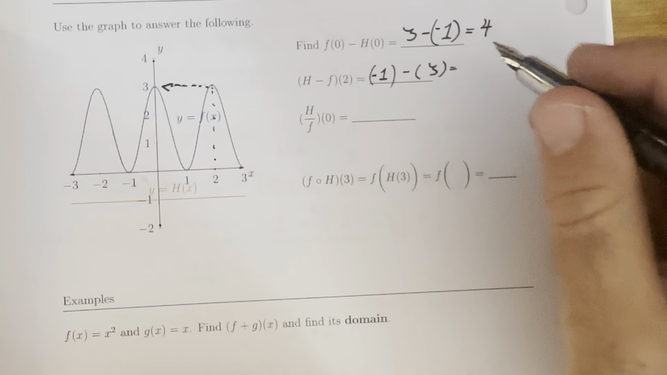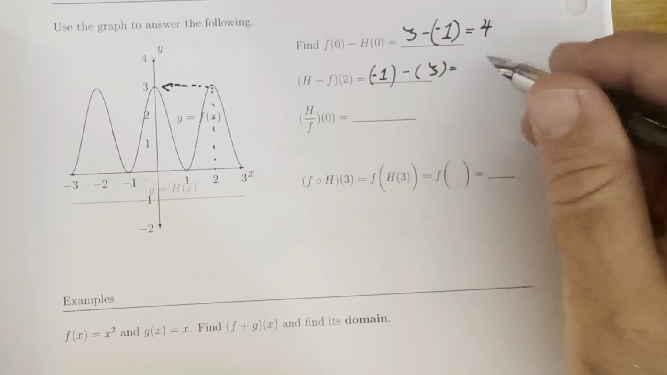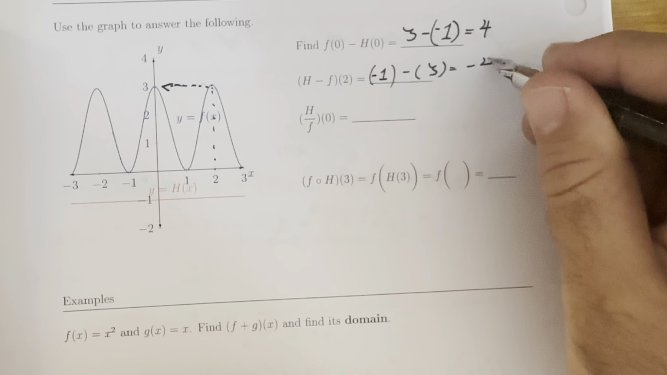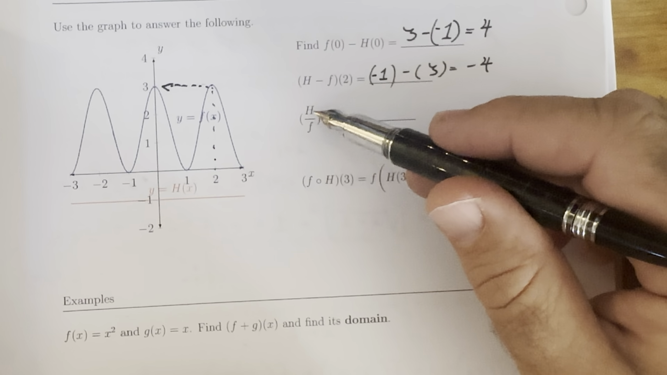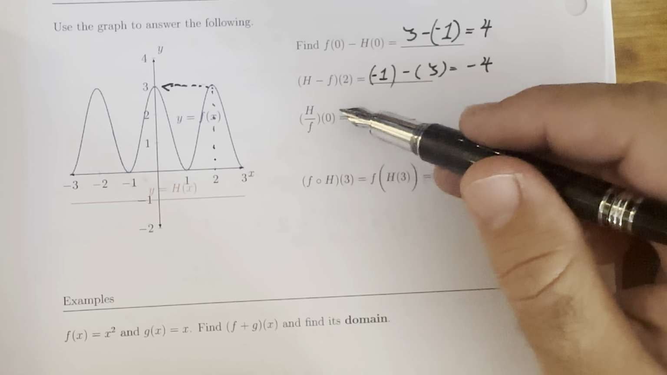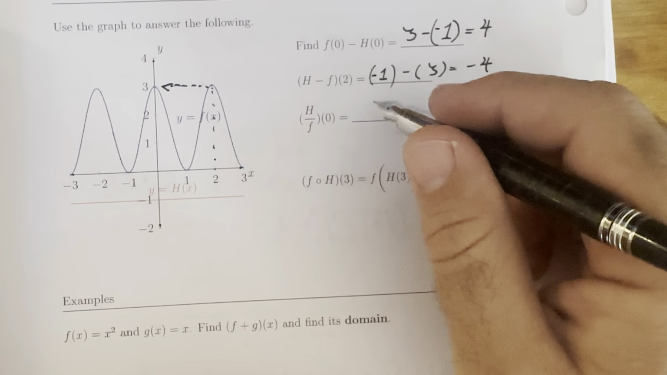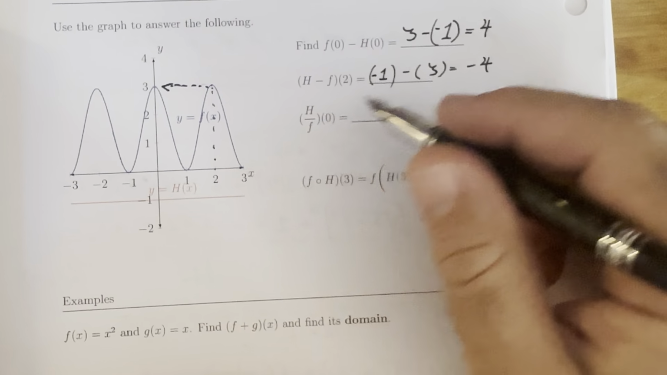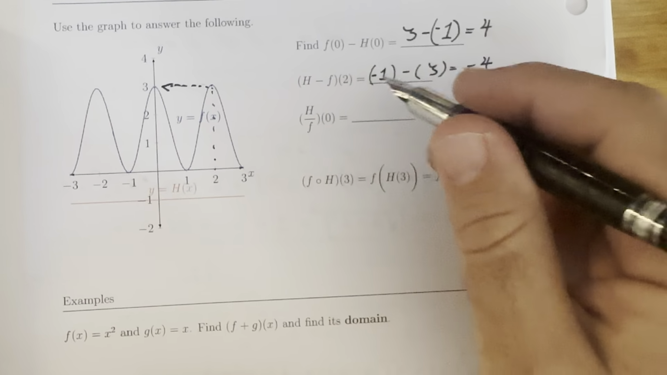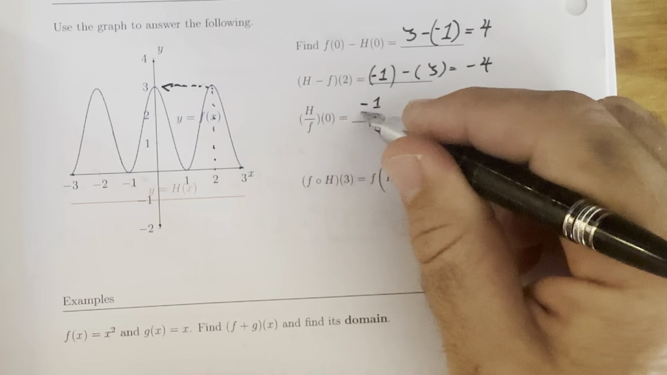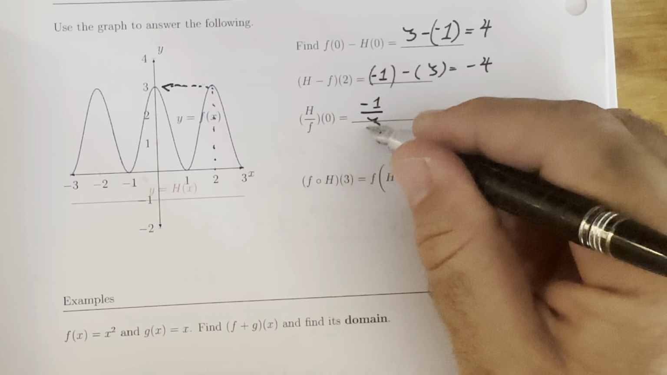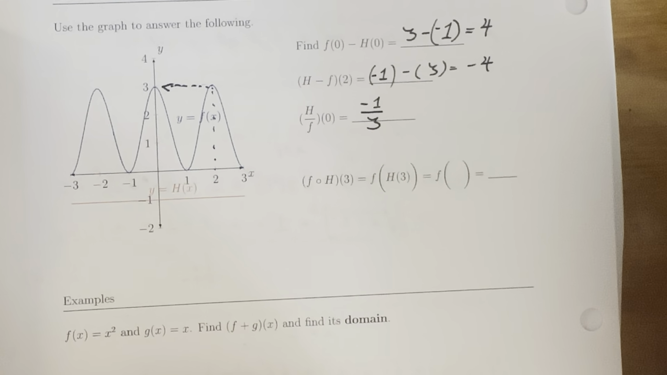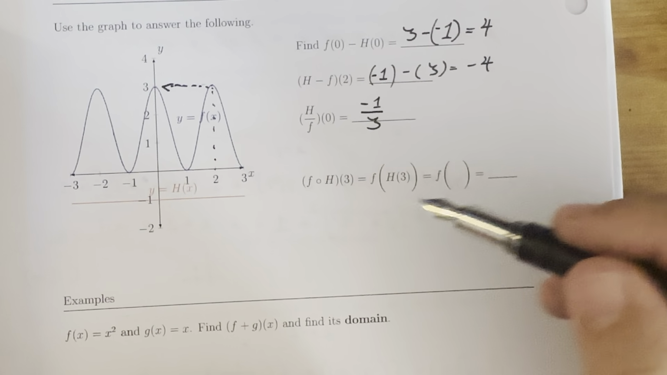So -1 minus 3, that would be -4. And now we have h divided by f of 0. So h of 0, of course, that's -1. And then f of 0, that's 3. And there you have it. The answer is -1/3. And now we do the composite function here.